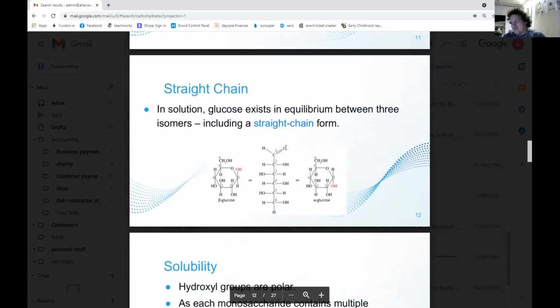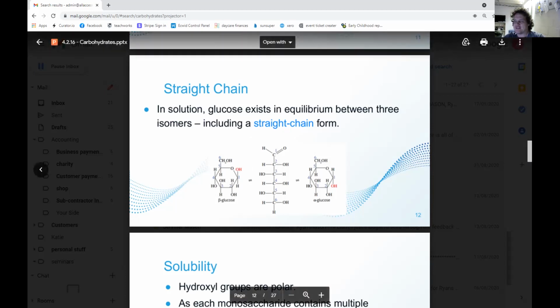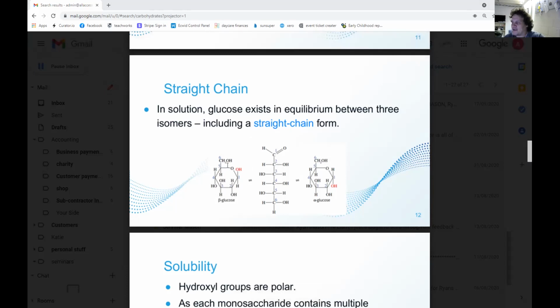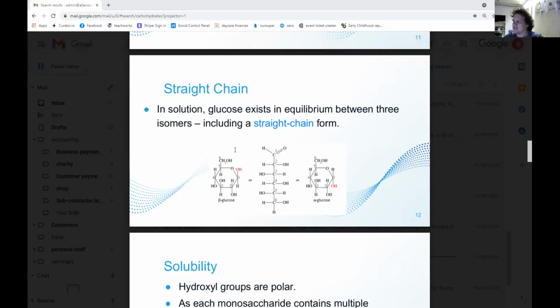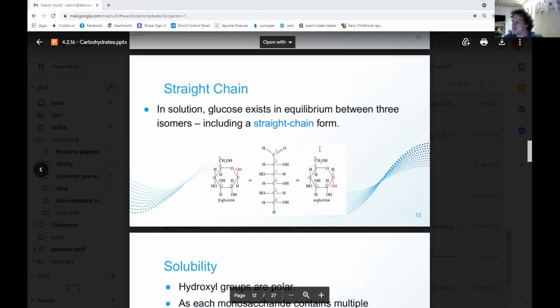Then we have a straight chain form, just to make it a bit more complicated. So we have beta glucose, alpha glucose, then we have the straight chain form. Now, I'm not expecting guys to absolutely nail this in one go. There's quite a bit to understand. We have an equilibrium between the three. I think it's 99%, I always get this mixed up, exists as alpha and beta, and then you have this intermediate form, and we can shift between these two forms of glucose.